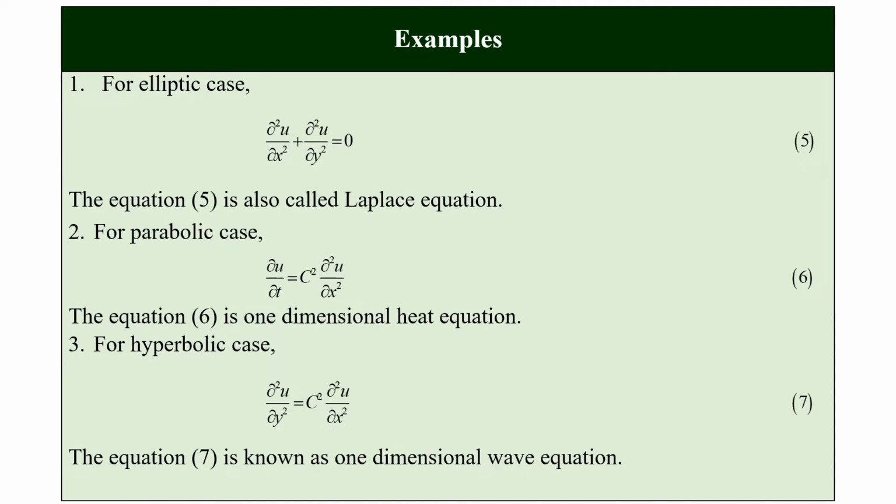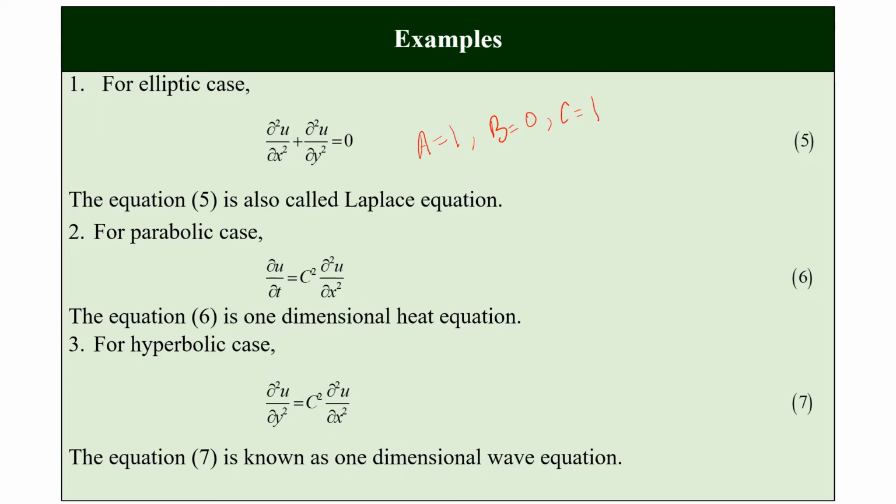So here are the examples of elliptic, parabolic and hyperbolic partial differential equations. The best example of elliptic partial differential equation is the two-dimensional Laplace equation, which is given by equation number 5. So if we compare this equation with equation number 4, we have the value of a equal to 1, the value of b equal to 0 and the value of c equal to 1.